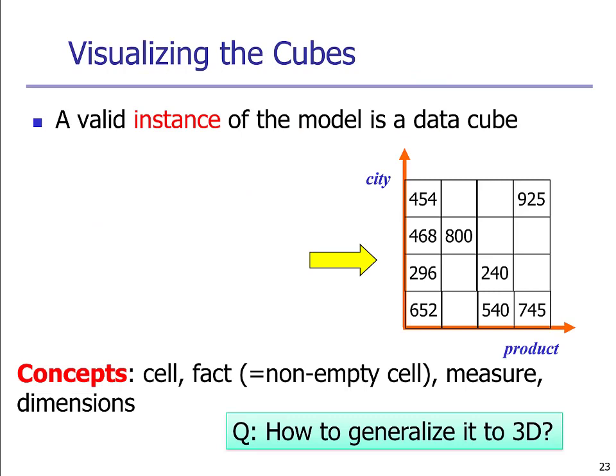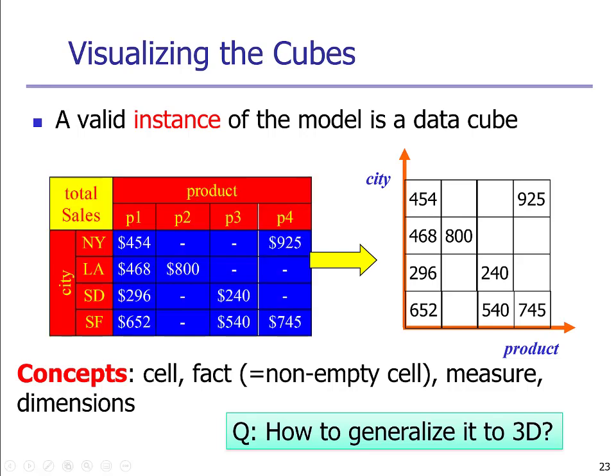So now let's see how we visualize the cubes. Just like what we always do, we start from an easy case, then see how we extend it to a more complex situation. For the easy case, the data cube, if we only take 2 dimensions, which are the product and the city, which is actually the store or the location, and the measure is the total sold dollars.